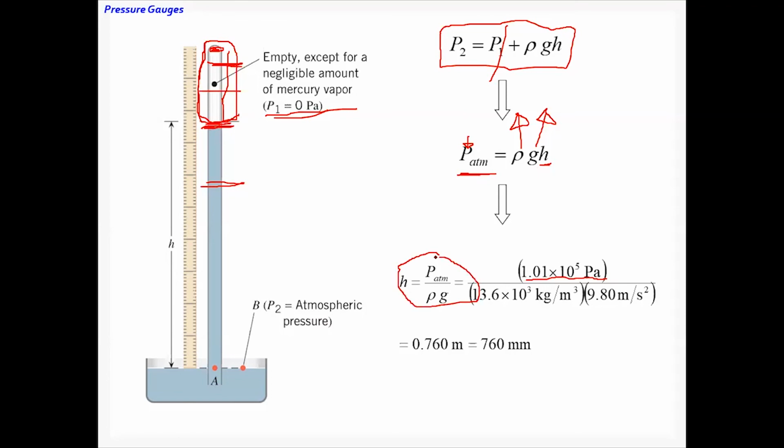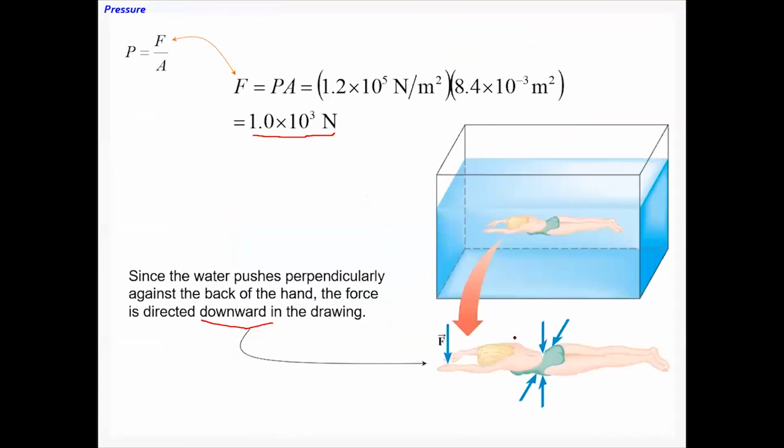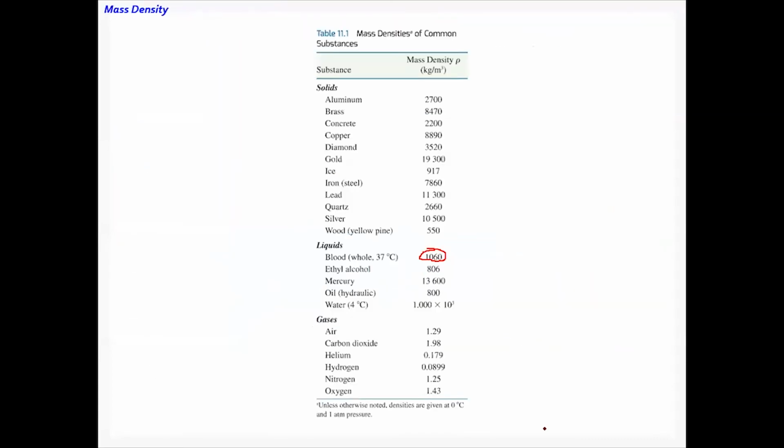On the sea level, what is the height of this barometer, this pressure gauge? On the sea level, you know your P, right? Which is 1.01 times 10 to the 5. Then what is the rho? In this case, what is the material inside the tube? Mercury. So how much is the density of mercury? If you go back here, I think I have it here. Look at this, 13,600.